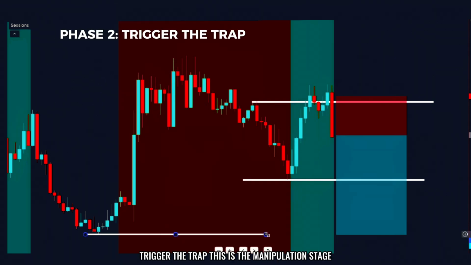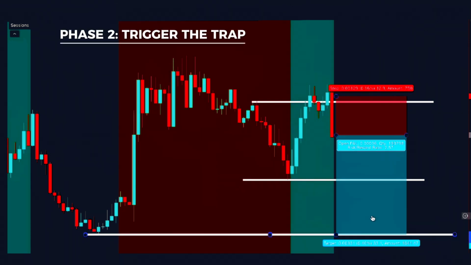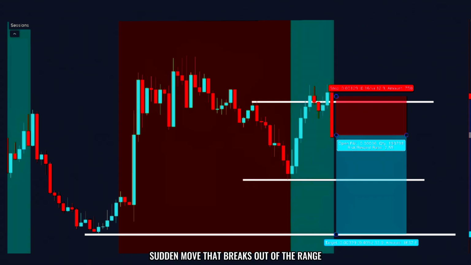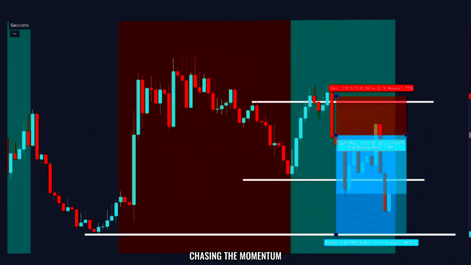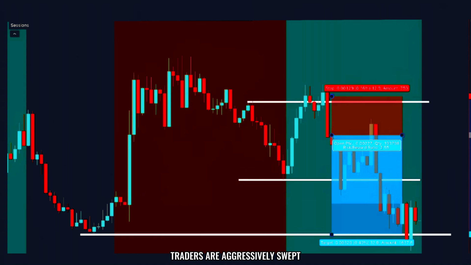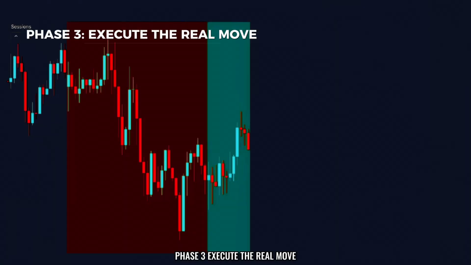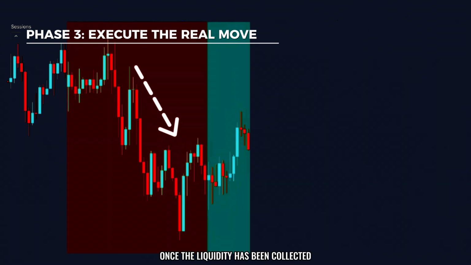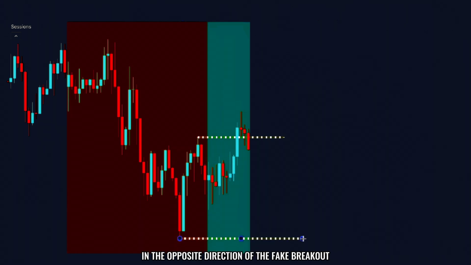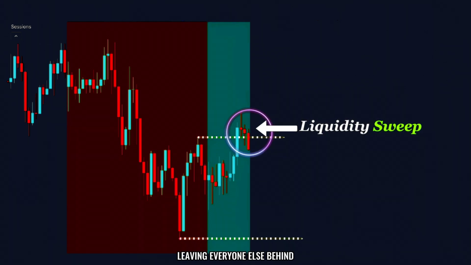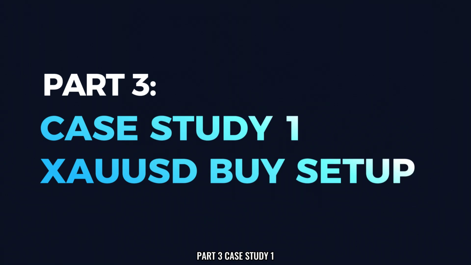Phase 2. Trigger the trap. This is the manipulation stage. Institutional algorithms launch a sharp, sudden move that breaks out of the range. Retail breakout traders jump in, chasing the momentum, while the stop losses of the range traders are aggressively swept. Phase 3. Execute the real move. Once the liquidity has been collected, the algorithms flip their direction. They execute their real, high-volume orders in the opposite direction of the fake breakout. The price aggressively reverses, leaving everyone else behind. Our goal is to wait for Phase 2 to complete and join the market exactly at the start of Phase 3.